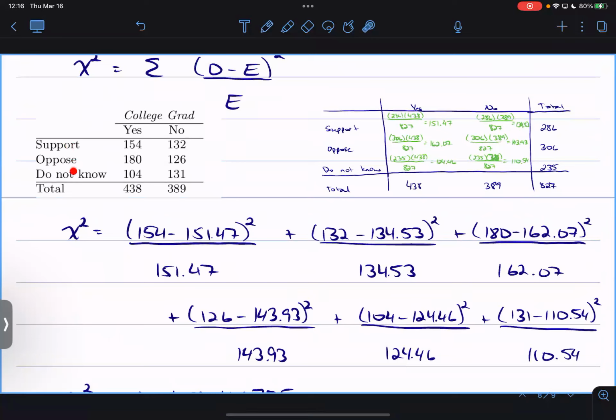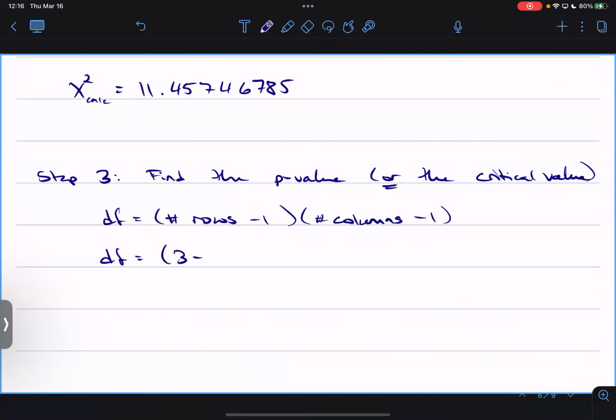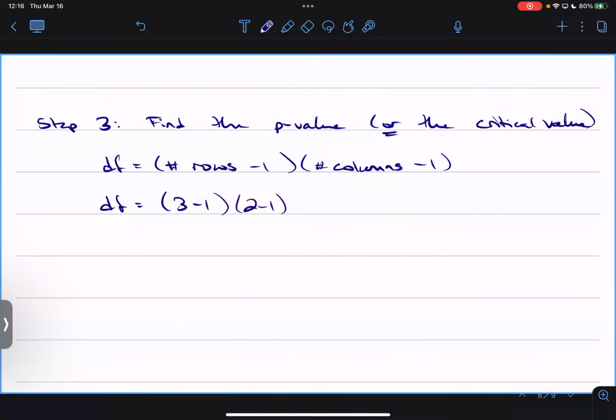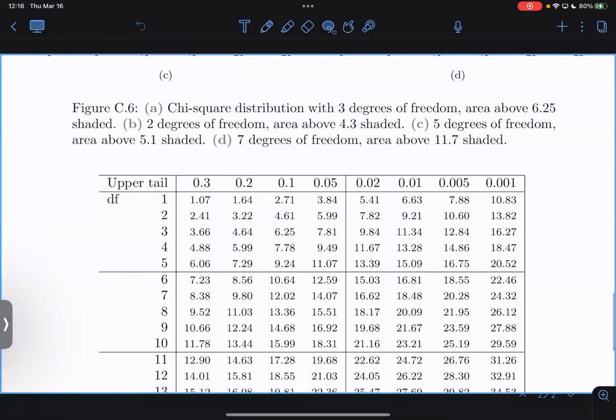So we have the 3 rows and 2 columns. 3 minus 1 times 2 minus 1. 3 minus 1 is 2, and 2 minus 1 is 1. So then I get some very complicated math of 2. What? But it was such a big table. How can I only have 2 degrees of freedom? It just is. So that's why I say you really very rarely need anything more than 5 degrees of freedom.